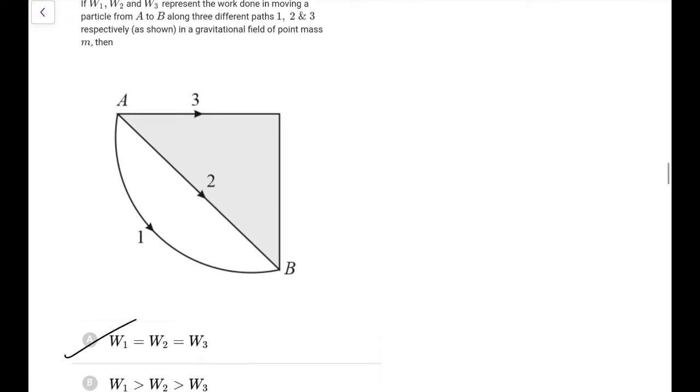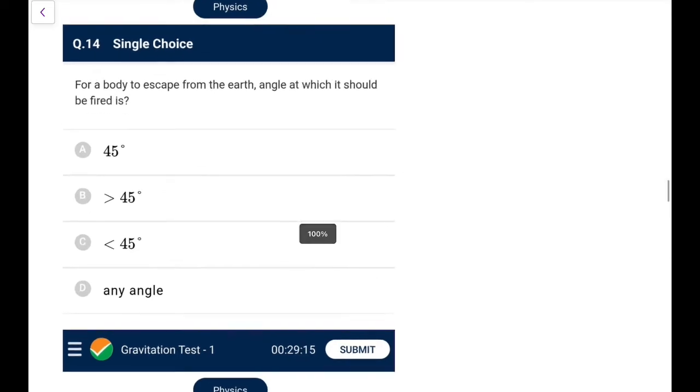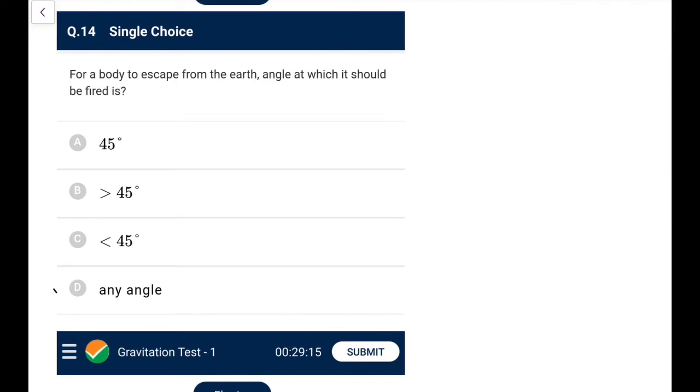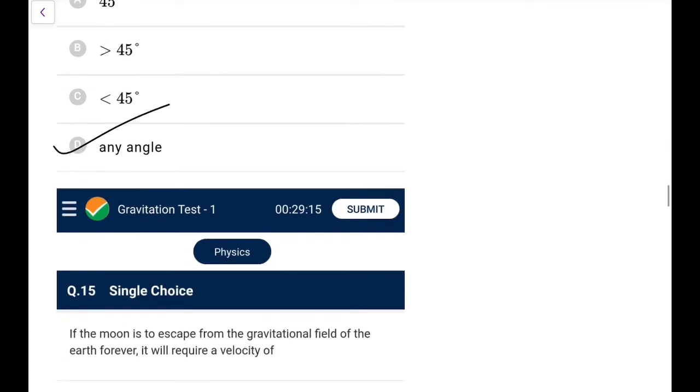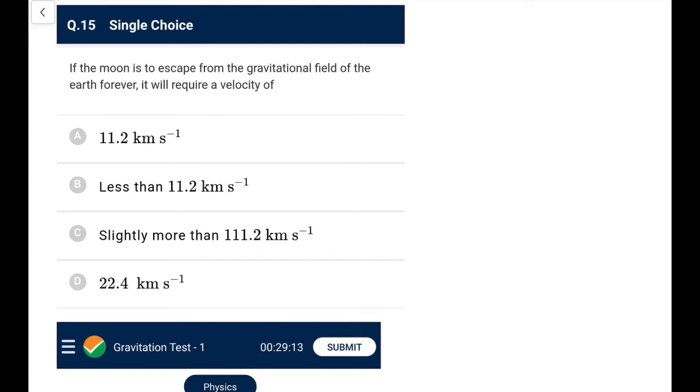If W1, W2, W3 represent work done in moving a particle from A to B along 3 different paths in a field, you know the gravitational field is a conservative field, so that's the easiest one for you. The work is independent of the path if the initial and final points are same. For a body to escape from the Earth, the angle at which it should be fired, we know it doesn't depend on the angle, it would be the same, 11.2 km per second, irrespective of what angle you choose.